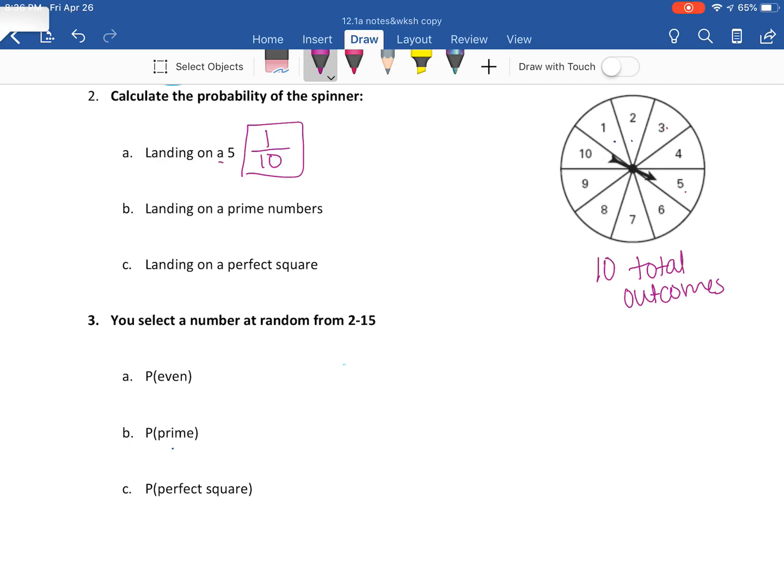Again, now would be a good time to pause, try the other 2 for yourself. The probability of landing on a prime number, well, remember prime numbers are numbers with 2 factors, so 2 is a prime number, 3 is a prime number, 5 is a prime number, and 7 is a prime number. So we have 1, 2, 3, 4 prime numbers out of 10 total options, so that simplifies to 2/5 is the probability of landing on a prime. Remember, 1 isn't a prime number. 1 is neither prime nor composite.